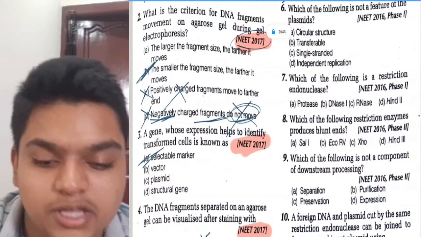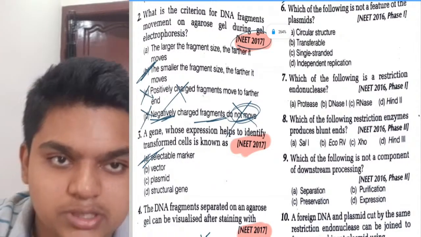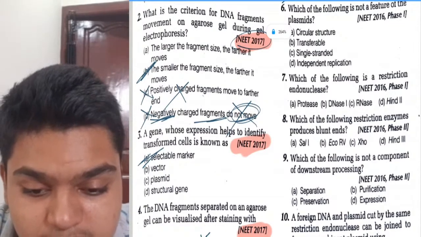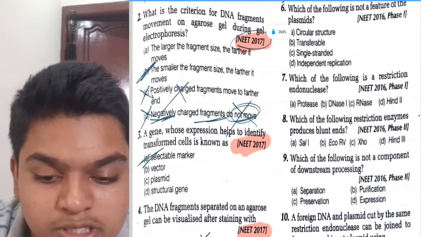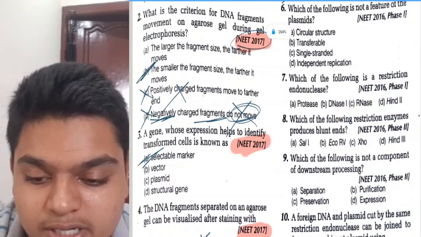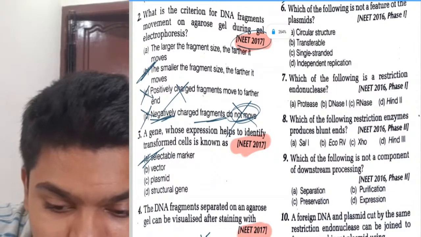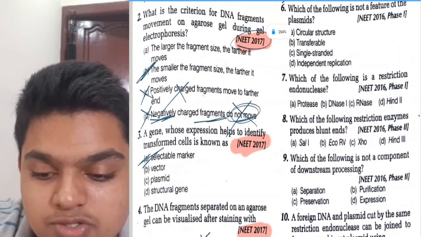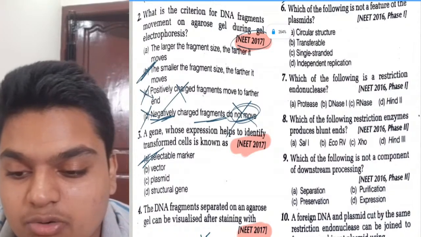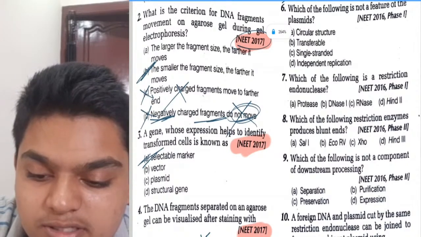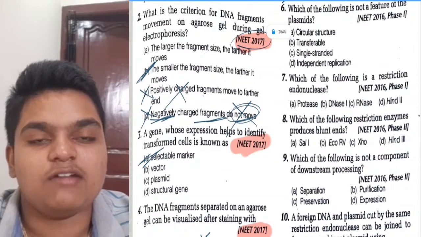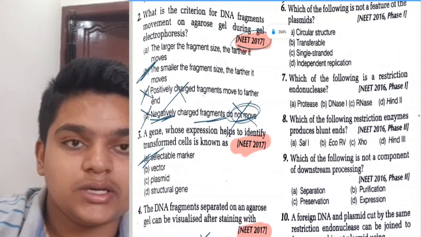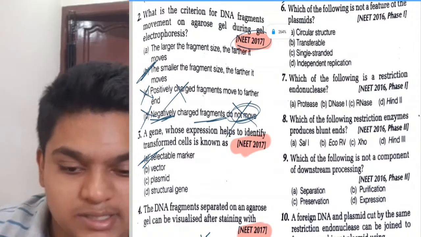Okay, EcoR5. Here also you can use the same concept of eliminating questions. See, HindIII, we know about HindIII. This one we haven't ever heard. You can get a confusion between SalI and EcoR5. So just think over it. Where does SalI have its restriction endonuclease site? Think over it and then put the answer EcoR5.